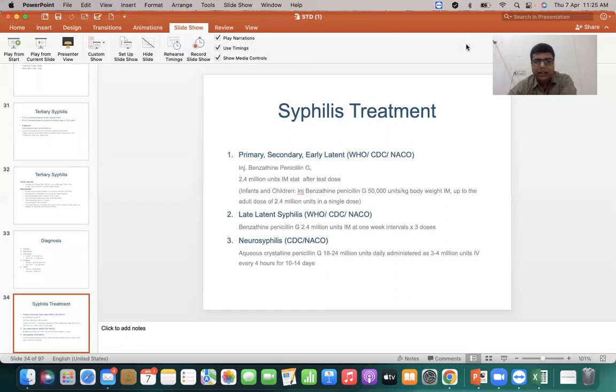So now going to treatment. The treatment of primary and secondary syphilis is the same: injection benzathine penicillin G, 2.4 million units IM stat after test dosing. That is 1.2 million in each buttock, deep intramuscular, after sensitivity testing. In infants and children, we give injection benzathine penicillin G, 50,000 units per kilogram of body weight intramuscular, up to the adult dose.